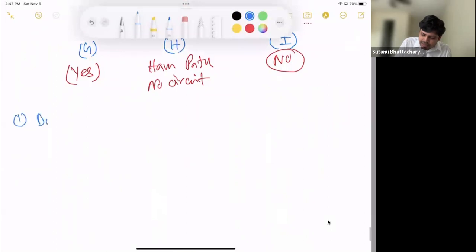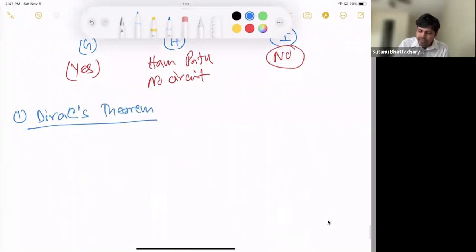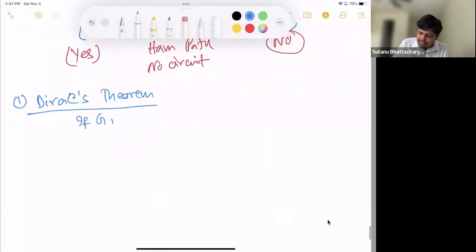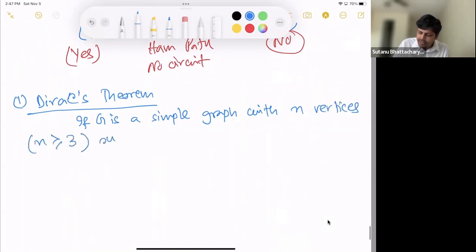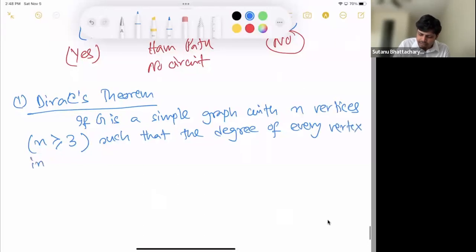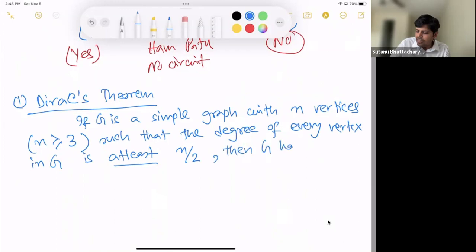One is Dirac's theorem. Dirac's theorem says that if G is a simple graph with n vertices, where n is greater than or equal to 3, such that the degree of every vertex in G is at least n/2, then G has a Hamiltonian circuit.